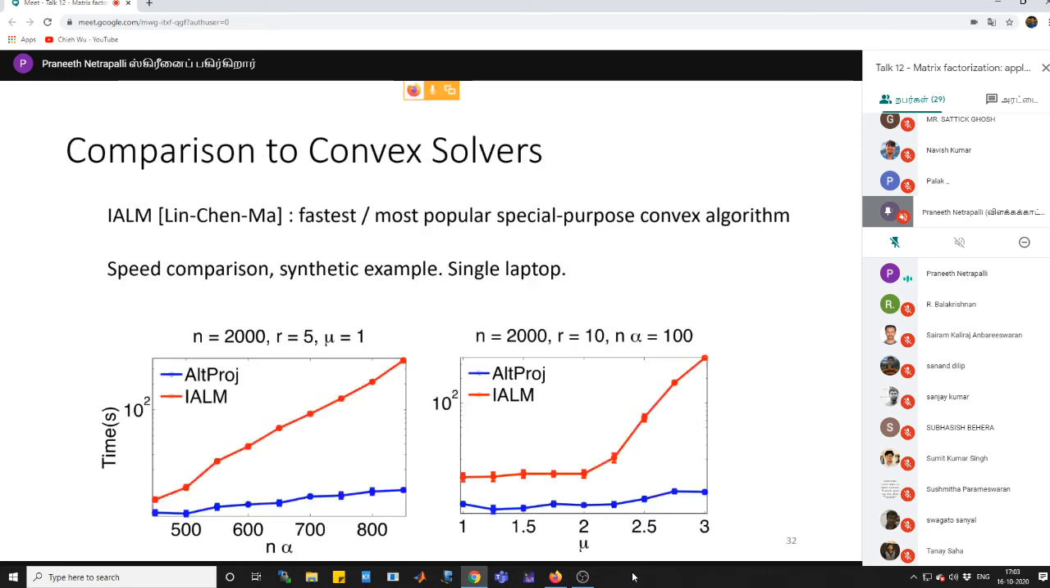So if we compare the runtime of this algorithm to convex solvers, the blue one is the alternating minimization algorithm, and the red one is the convex solver. In both plots, the y-axis is the time. In the first plot, we are fixing the rank and incoherence and varying the number of corruptions. In the second plot, we are fixing rank and number of corruptions and varying the incoherence parameter. In both cases, we see that the runtime of the alternating projection algorithm is much better compared to the convex solvers.